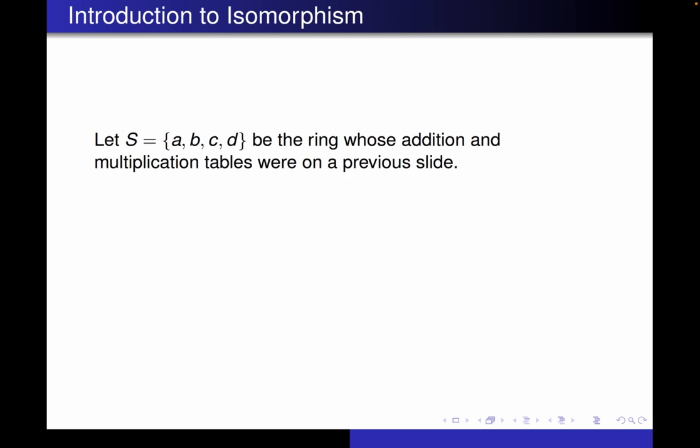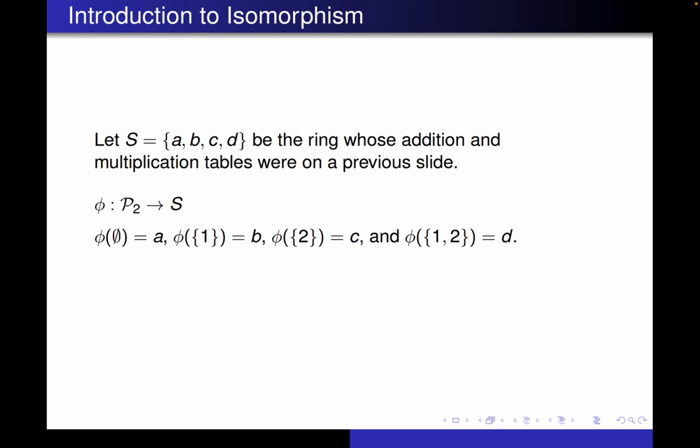So if we look at the set S equals {A, B, C, D}, and that's the ring with the addition and multiplication tables that I showed you a couple slides back, then we can define an isomorphism between the power set with two elements and S. And remember, in order to get the same multiplication and addition tables, we replaced the empty set with A, so phi of the empty set is equal to A. We replace the set containing 1 with the element B, so phi of the set containing 1 is equal to B. We replace the set containing 2 with C, so phi of the set containing 2 is equal to C. And similarly, phi of the set containing 1 and 2 is equal to D. So when we do that, that phi is then going to be an isomorphism.